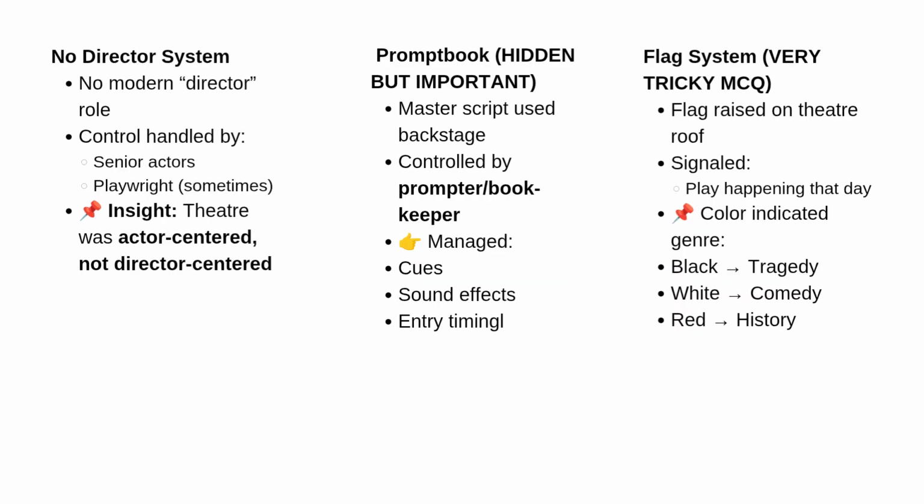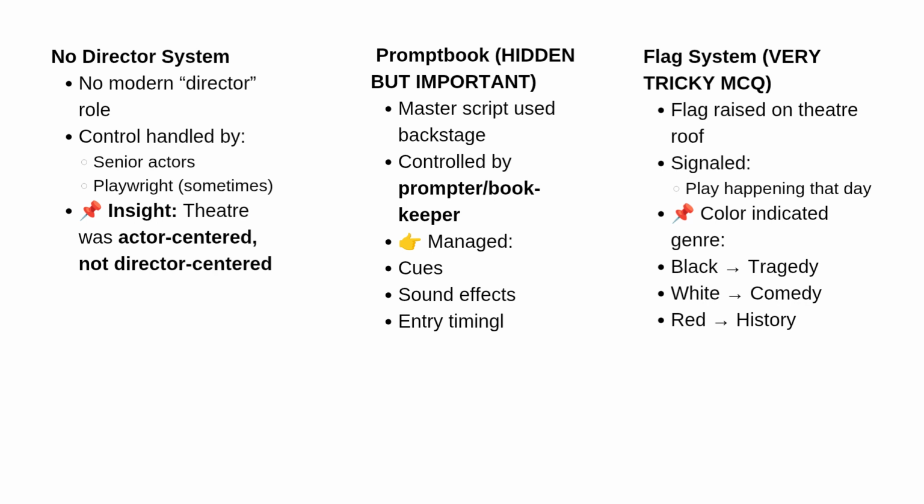Now let us examine 3 important but often overlooked aspects of Shakespearean theatre. There was no director system, the use of the prompt book, and the flag system. First, the absence of a director. In Shakespeare's time, there was no modern concept of a director as we understand today. There was no single person controlling the entire performance.